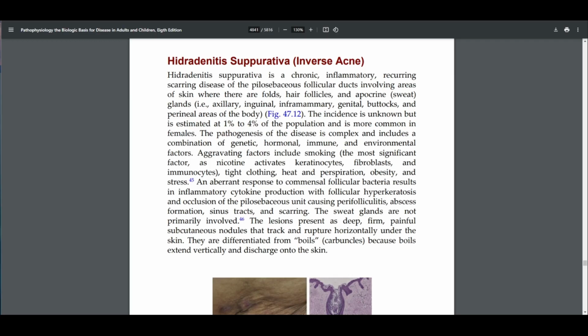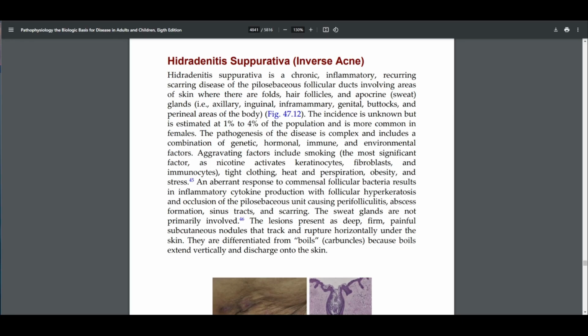I'm going to call it inverse acne. It is a chronic, inflammatory, recurring scarring disease of the pilosebaceous follicular ducts, involving areas of skin where there are folds, hair follicles, and apocrine glands. The incidence is unknown, but is estimated in 1 to 4% of the population and is more common in females.